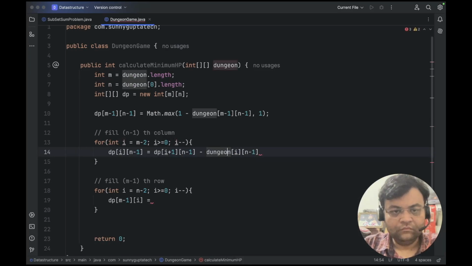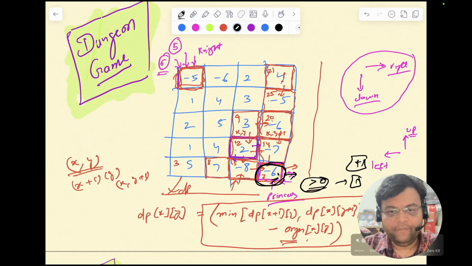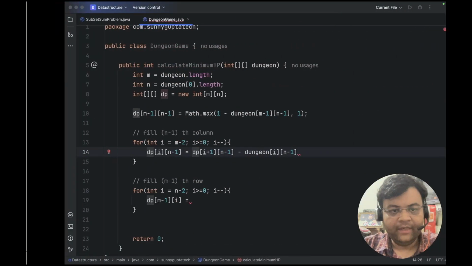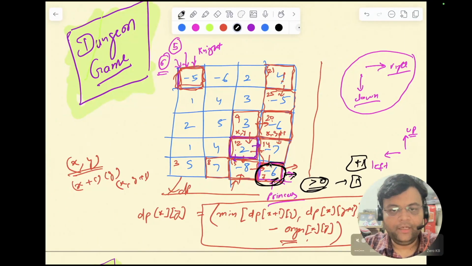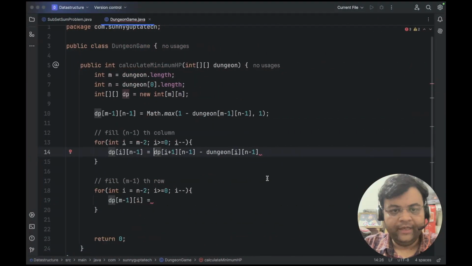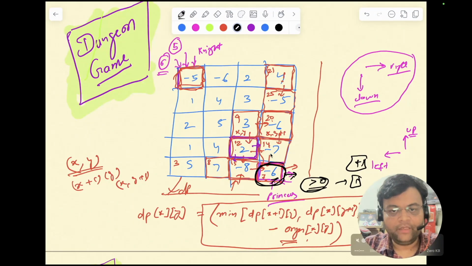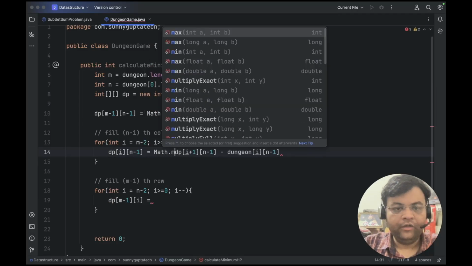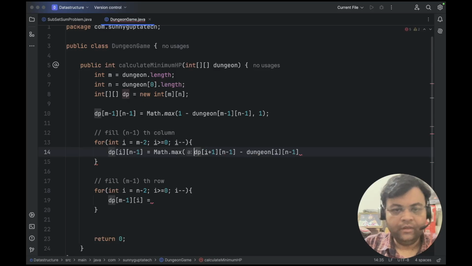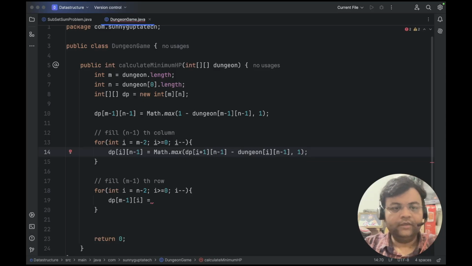I'm checking first of all dp of i plus 1. So I'm at the ith row, so I'll check the i plus 1 row, same column. I'll take that value, subtract this value from it, and take again the math dot max of this comma 1, right? This is fine, right?